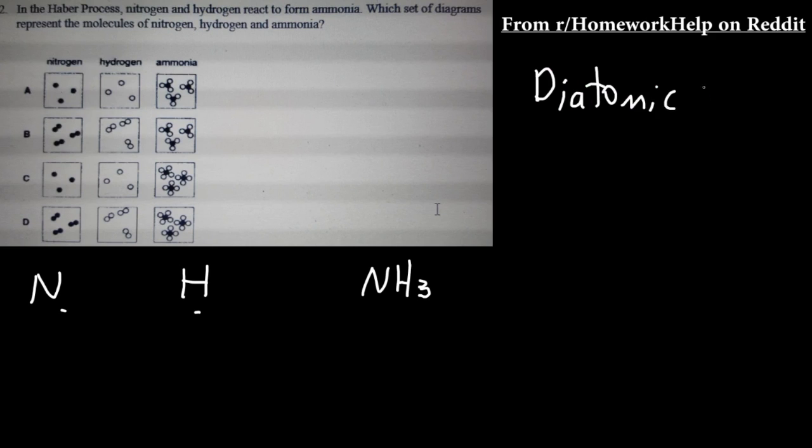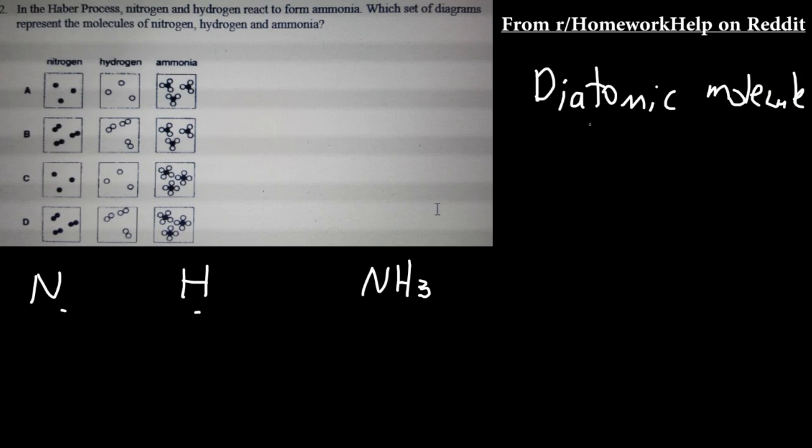Hello. So in this question, you have to determine which set of diagrams represents the molecules of nitrogen, which is N, hydrogen, H, and ammonia, which is NH3. So in terms of nitrogen and hydrogen, they're part of a category of something called diatomic molecules.